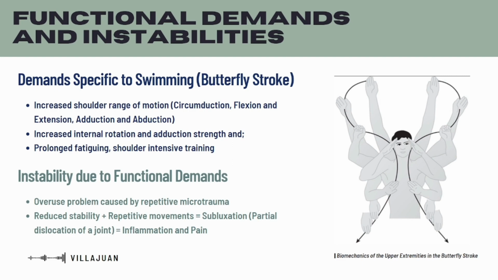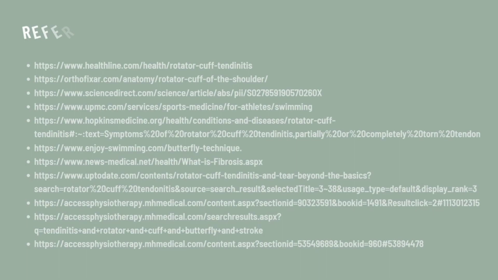Instability in most swimmers' cases is mainly an overuse problem caused by repetitive microtrauma. For the patient, her instability pinpoints to her left upper extremities. Reduced stability can lead to subluxation, the partial dislocation of a joint, which when combined with repetitive movements can lead to the inflammation of muscle structures and pain. Moreover, female athletic swimmers usually peak during their mid-20s, which is why the patient's age may have also been a contributing risk factor of left rotator cuff tendinitis.